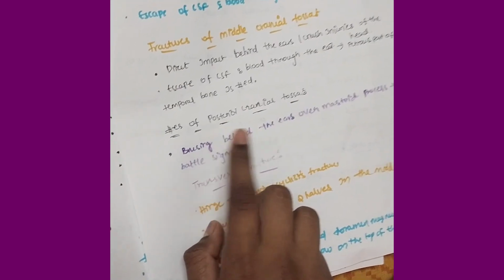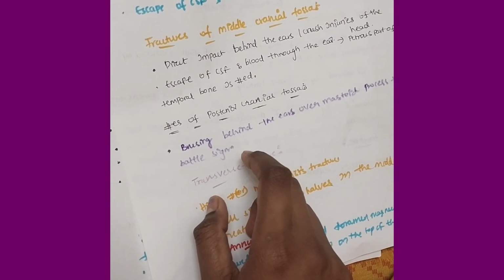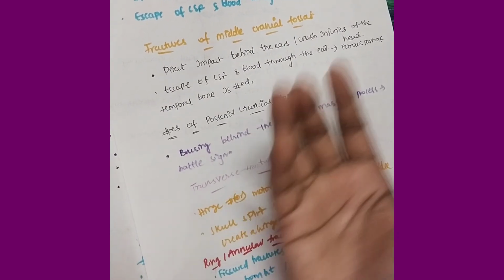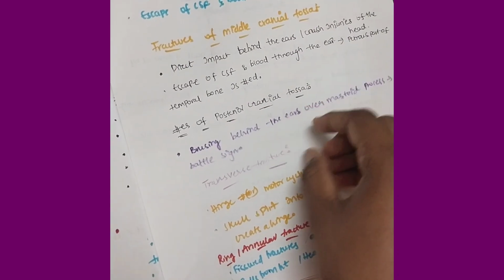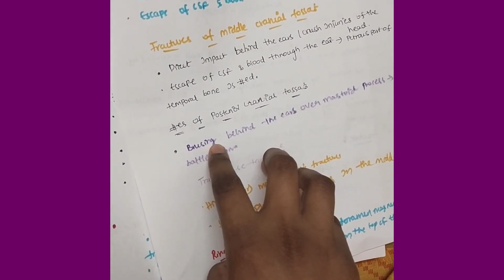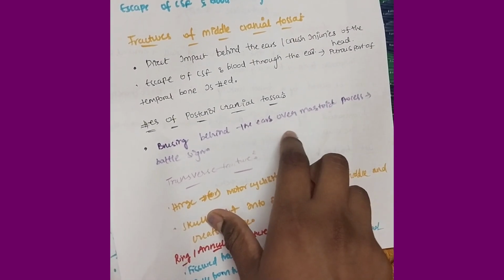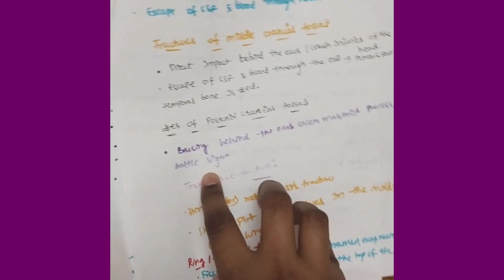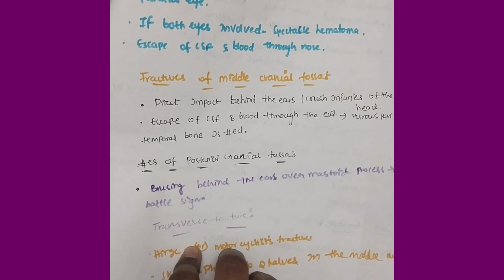Then fractures of the posterior cranial fossa. So what will we see posteriorly? You will see the mastoids. You will see the foramen magnum, if you turn the skull like this. You will observe this. So bruising may occur behind the ears over the mastoid process. Okay, this is known as Battle's sign. We had already seen this before also, in earlier chapters.